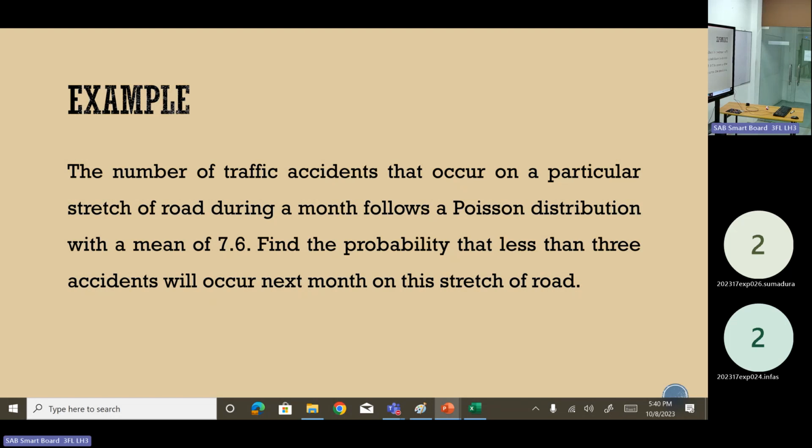So now we'll take an example. If a variable is defined in two formats, it is Poisson. One is the number of occurrences during a fixed period. The other one is the number of items in a volume or area.